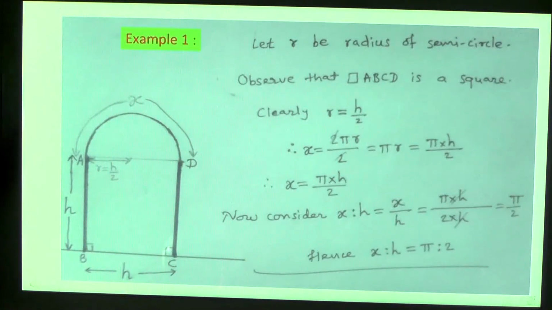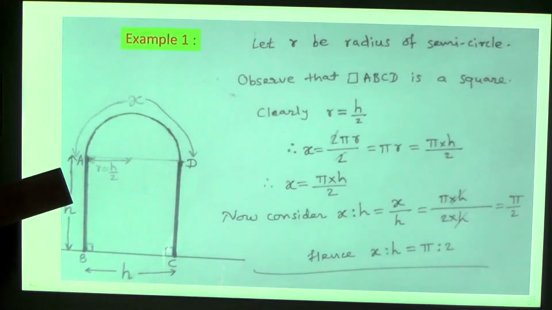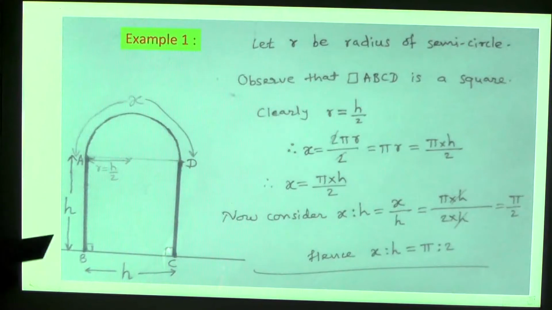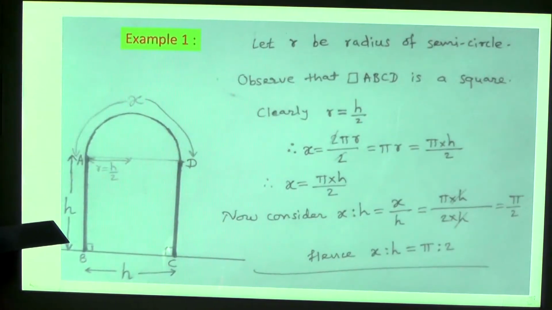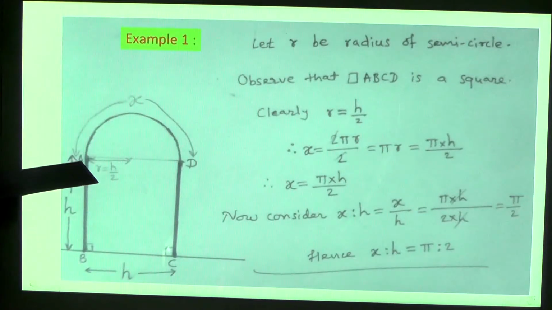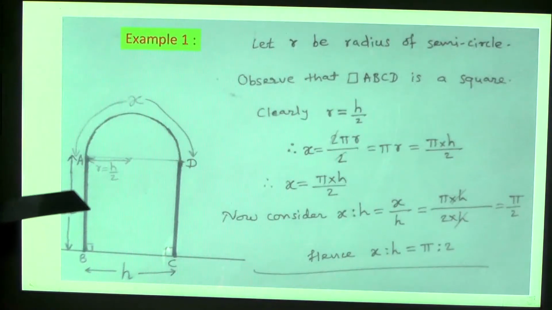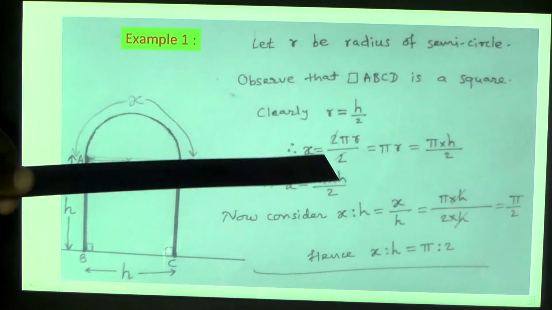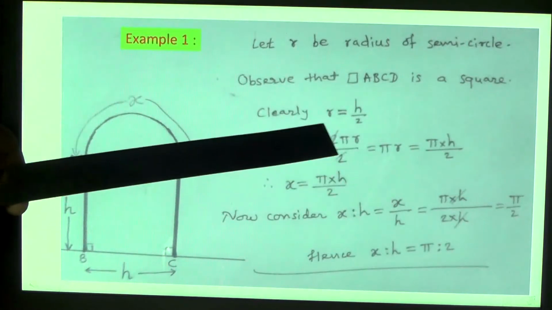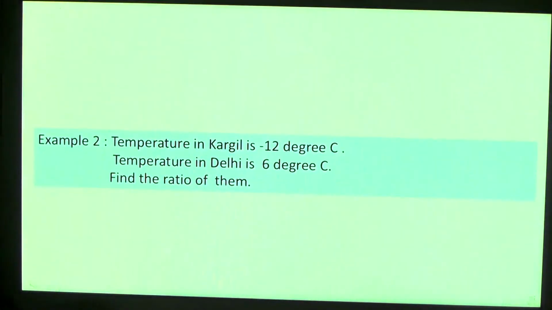So look here, let r be the radius of semicircle. Okay, so observe that this quadrilateral ABCD is a square. Clearly r is half of this H. Okay, so x equal to 2 pi r upon 2. That means pi r. That means substitute this value of r here. So x equal to pi h upon 2.